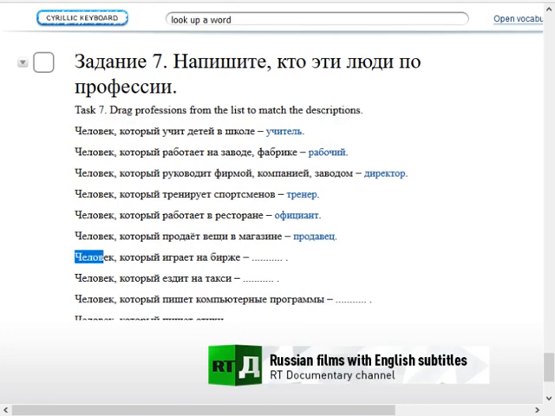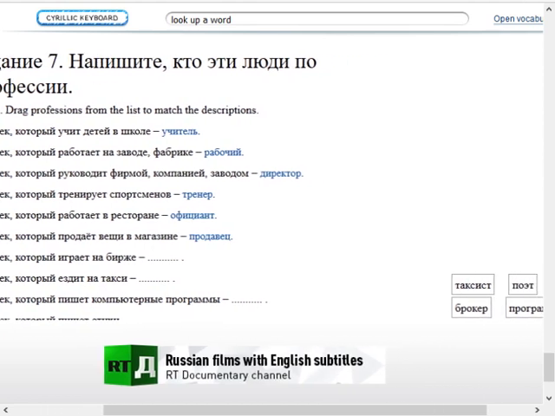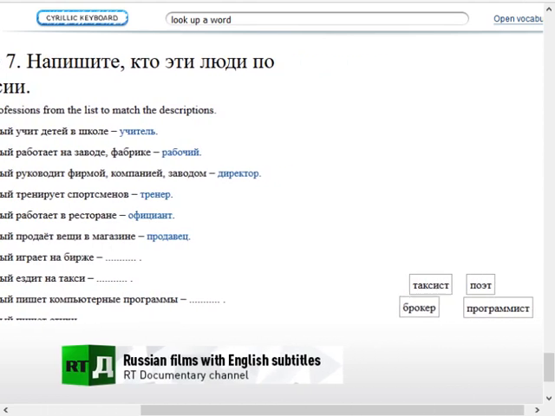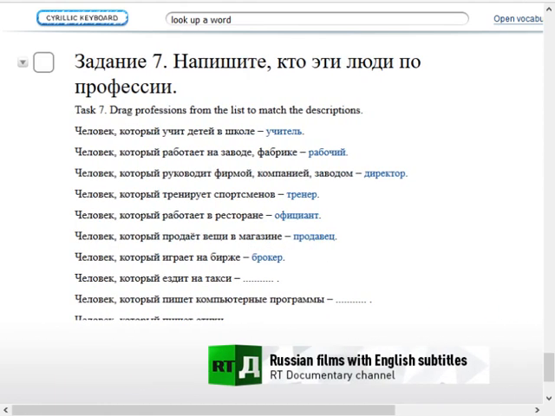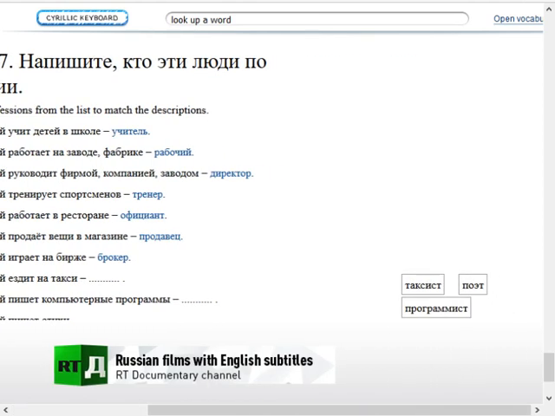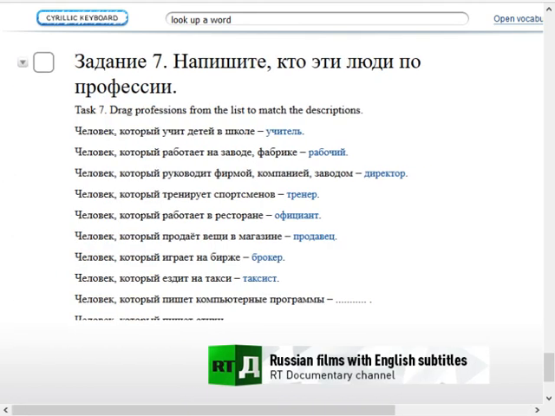Yeah. Человек, который играет на бирже, person who plays in the stock market is, that's a stockbroker, right? Брокер. Человек, который ездит на такси. The person who drives taxi is a taxist, taxi driver. Человек, который пишет компьютерные программы.